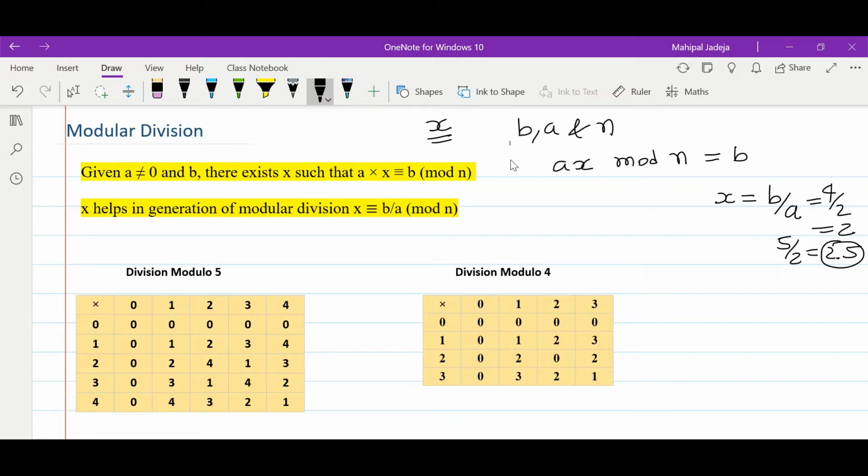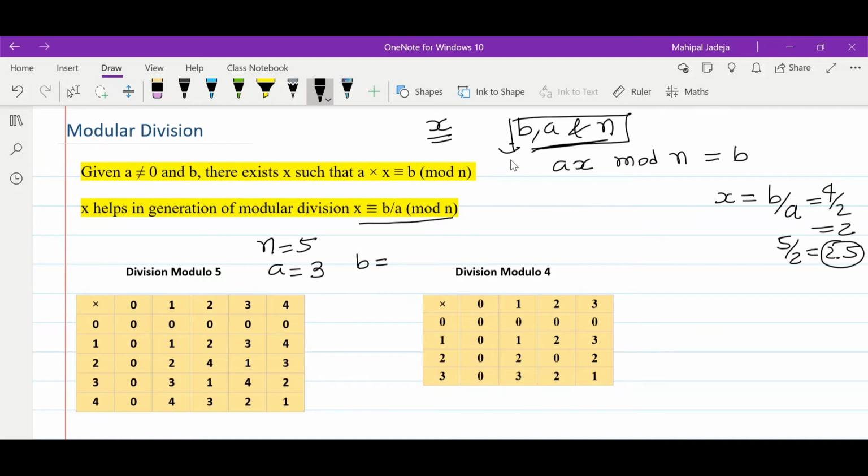Similar to this, let's try to analyze what will happen in the case of modular division. Let me take one example first, then we will discuss further. Let me take a modulo 5 example, so the value of n is 5. These three values, a, b and n, are given and we are supposed to find x. In other words, we can also write x is congruent to b divided by a mod n. So n is equal to 5 in this case, and let's say the value of a is 3. And the value of b is nothing but the remainder.